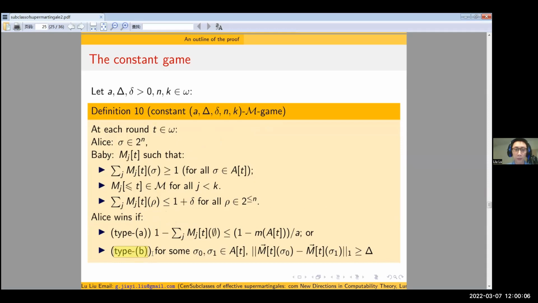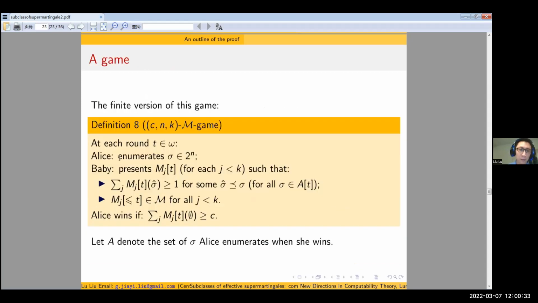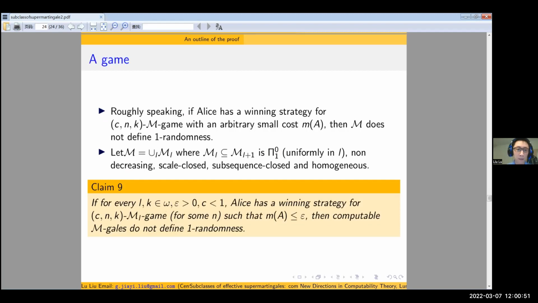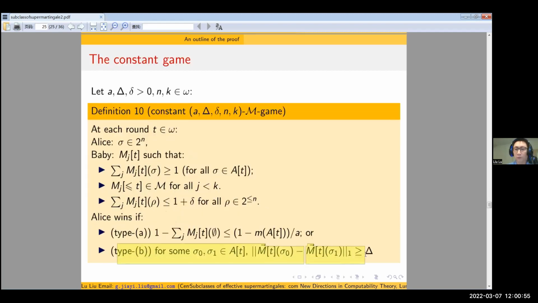First, we look at this winning criterion B. This says that Alice wins if the values of the supermartingales Baby presents on the two strings Alice presents are different enough. This is in very big favor of Alice, because the difficulty of this game is that the supermartingales Baby presents cooperate with each other. So at this string sigma, maybe M0 is big and M1 is small, and on the other string, M0 is small and M1 is big. So they cooperate with each other. And this winning criterion excludes such a possibility for them to cooperate. So Alice could just defeat them one by one.